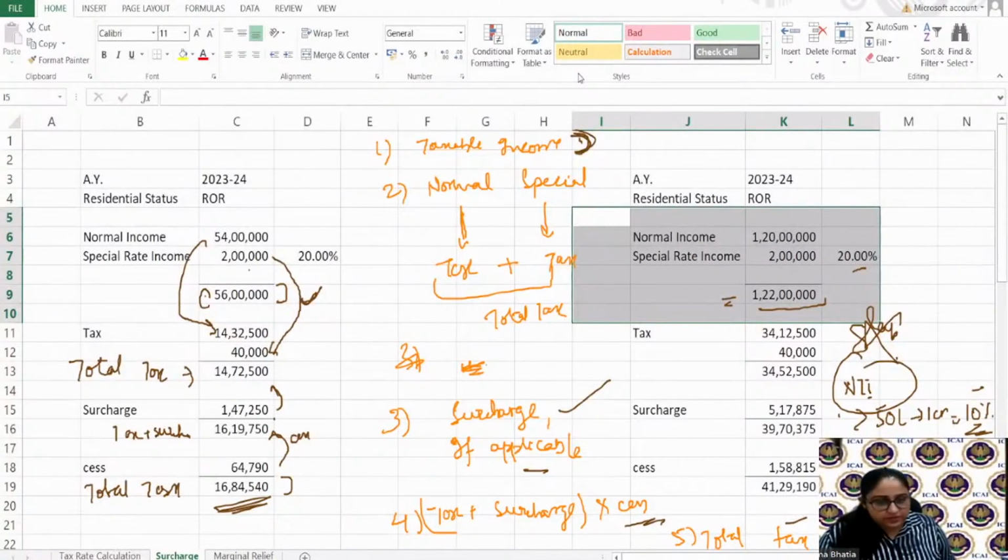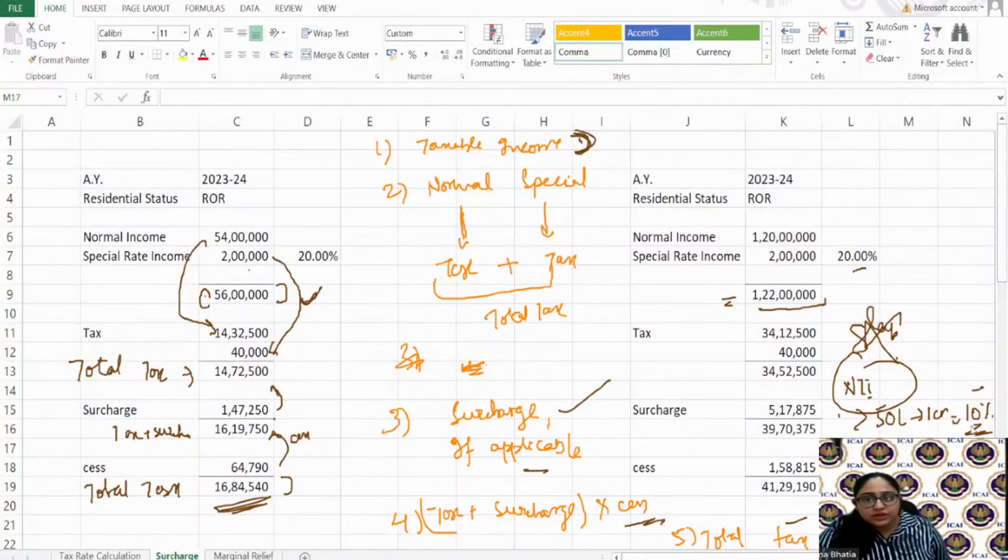Yoshi, just wait, it would be done. Surcharge on an income of 1 crore 22 lakhs would be 15%. These surcharge are not slab rates. You just have to pick one rate applicable based on the total income you have.